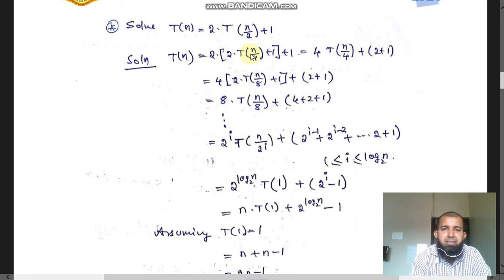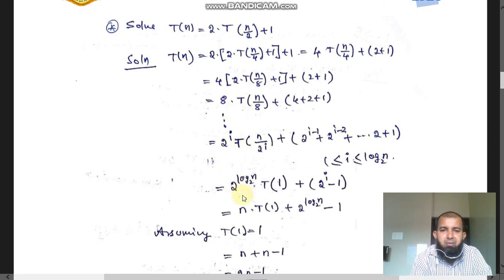1 into 2, that is 2. 2 plus 1 is 3 here, plus 3. So like this you have to simplify. Again recursively simplify n/4. Take n/4 here, T(n/4), it becomes n/8. Here n/4 into 2, 8. Like this, and in general you can write like this.